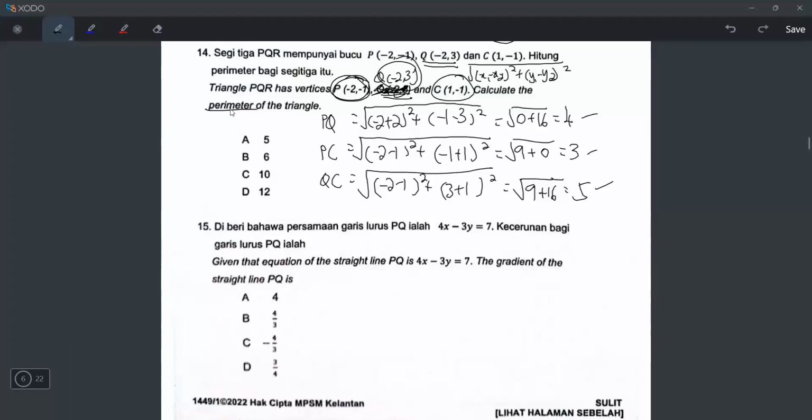Now you will take all these values and add them together because they ask for perimeter, right? What is 4 plus 3 plus 5?